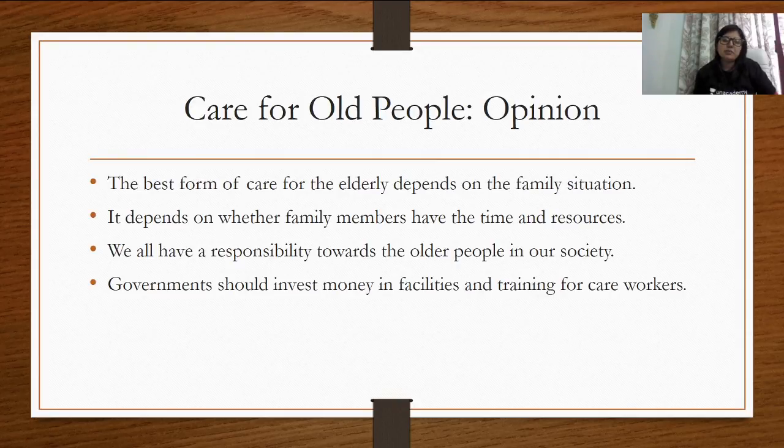We all have a responsibility towards the older people in our society. Government should invest money in facilities and training for care workers. So these are the opinions that you can provide if there is an essay on such kind of topic.